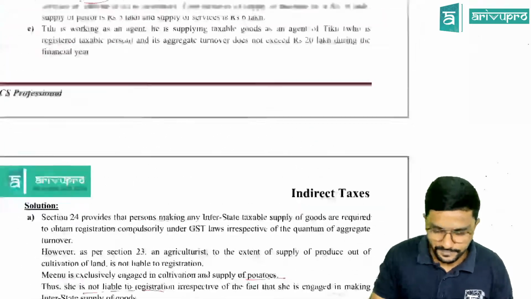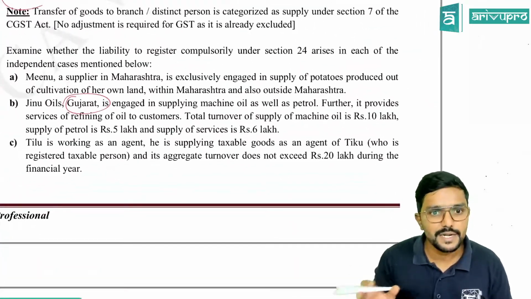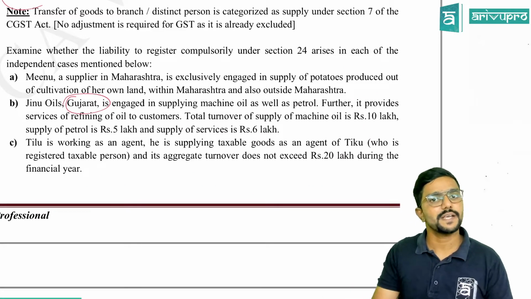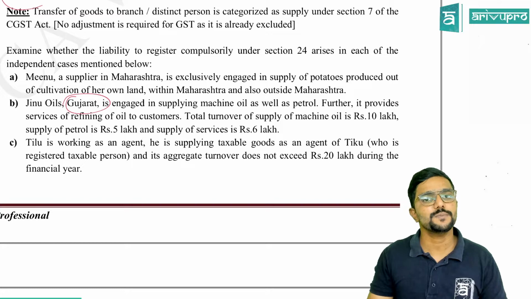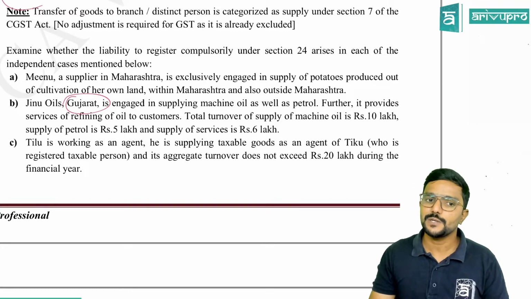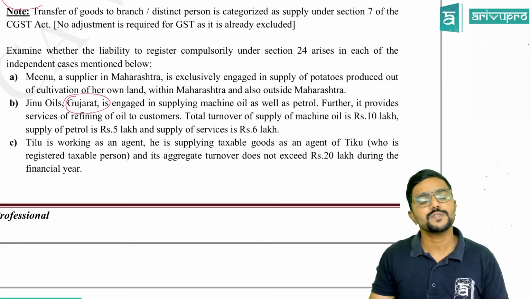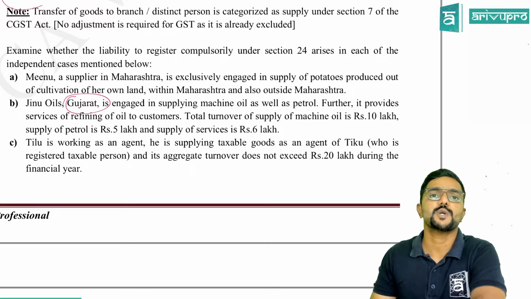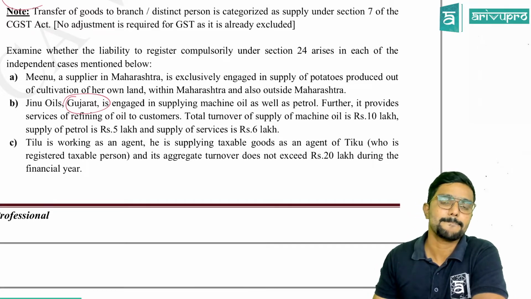Add all three. 10 plus 5 plus 6. While calculating aggregate turnover, take everything. So is it more than 20 lakh? Yes. Is Geno Oils Limited supposed to get registered? Yes, they are supposed to get registered as per section 22 subsection 1.